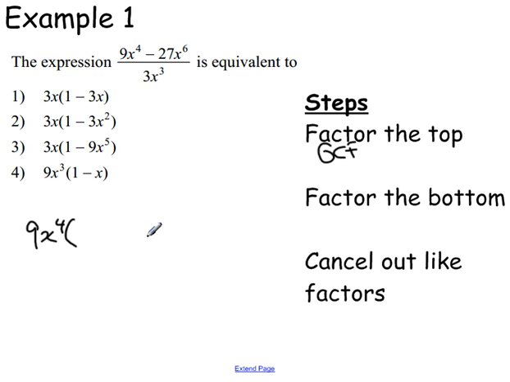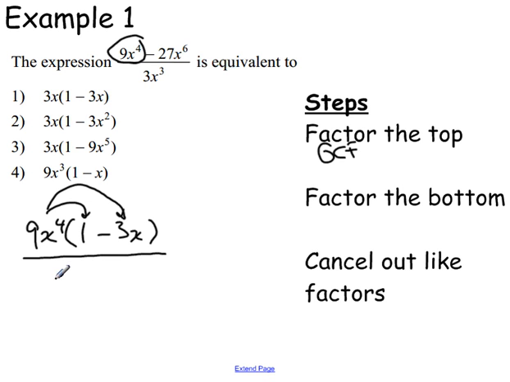And you're going to open your parentheses. So 9x to the 4th multiplied by what yields 9x to the 4th? That would be 1. 9x to the 4th multiplied by what gives me negative 27x to the 6th? That would be negative 3x squared. So we get 9x to the 4th multiplied by 1 minus 3x squared, over 3x to the 3rd.